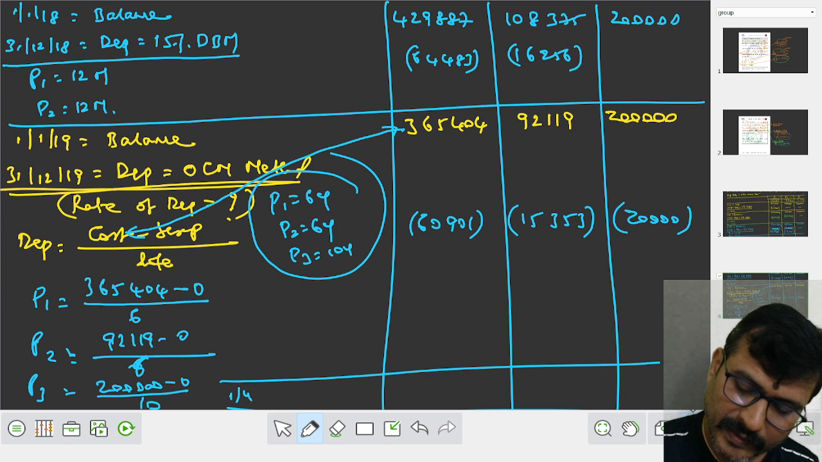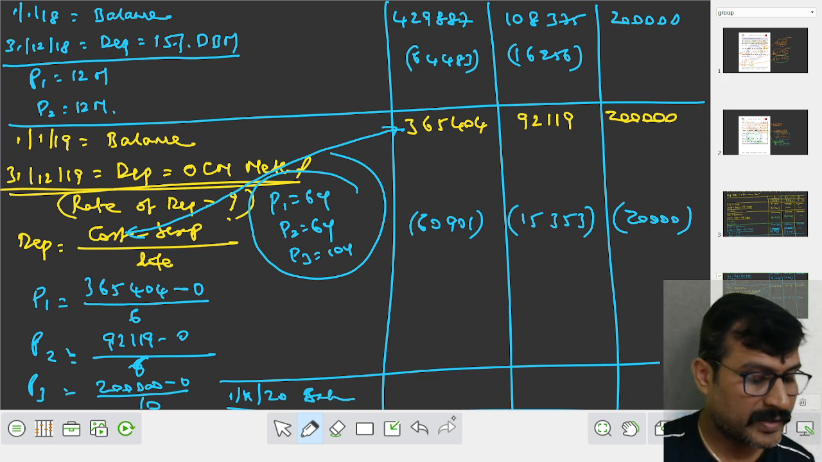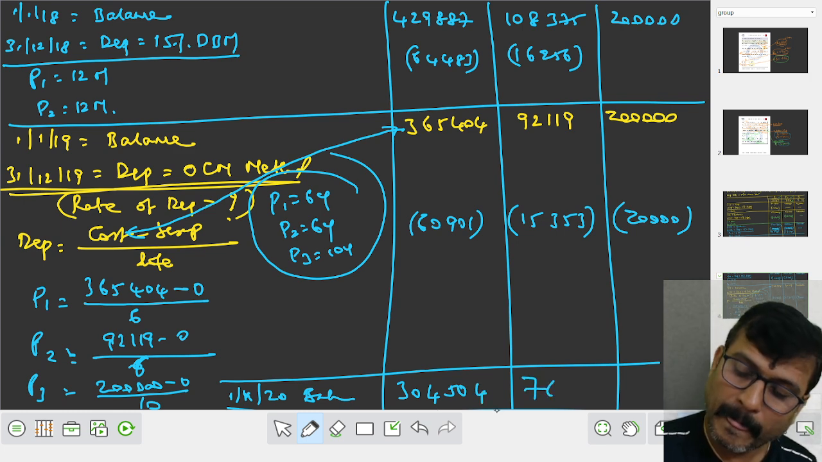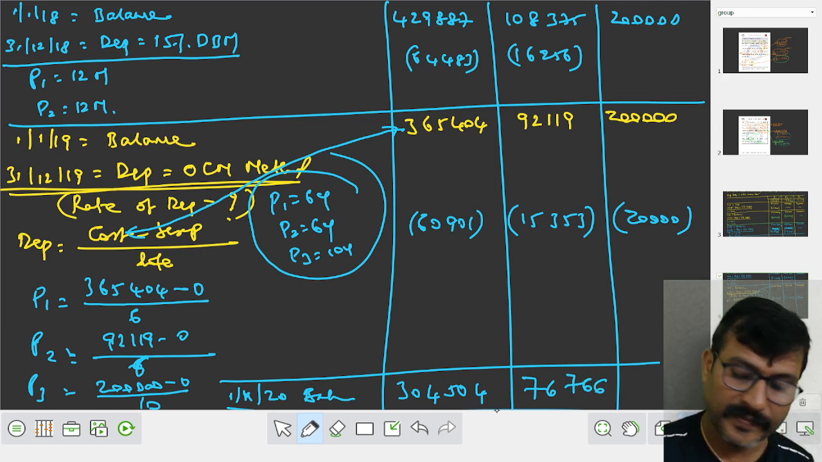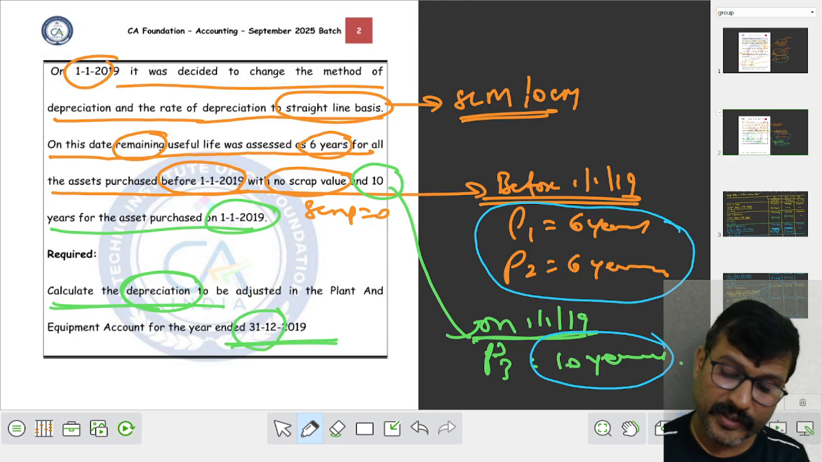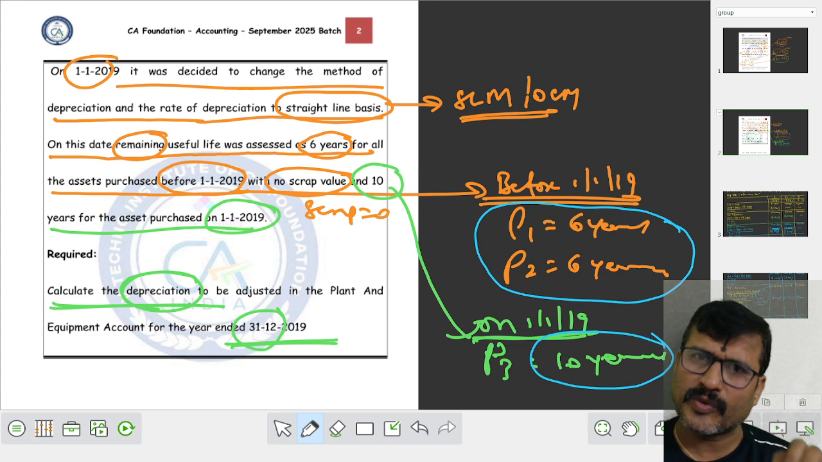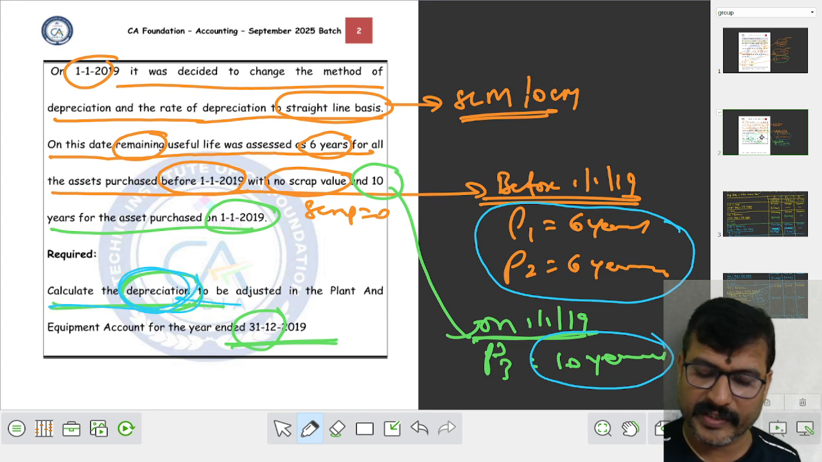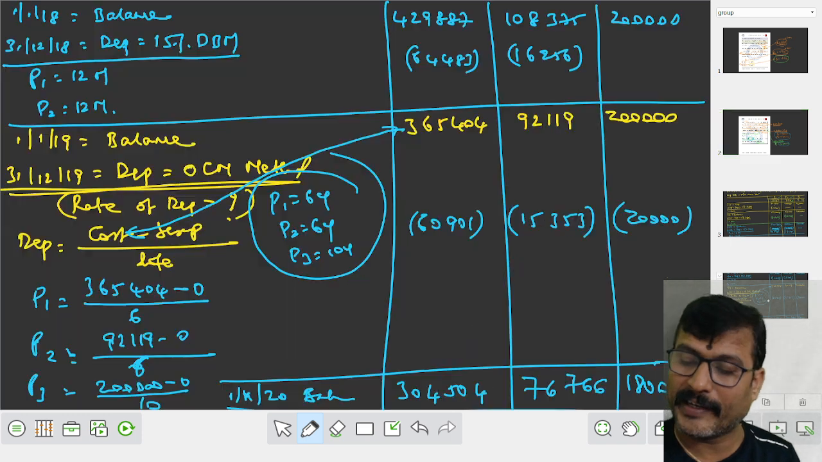Balance on when? 1st January 20 as a balance. It comes to 3,04,504, 76,766 and 1,80,000. My dear children, finally what he asked you to calculate? Calculate the depreciation, that's all, to be adjusted. No need to prepare any ledger.